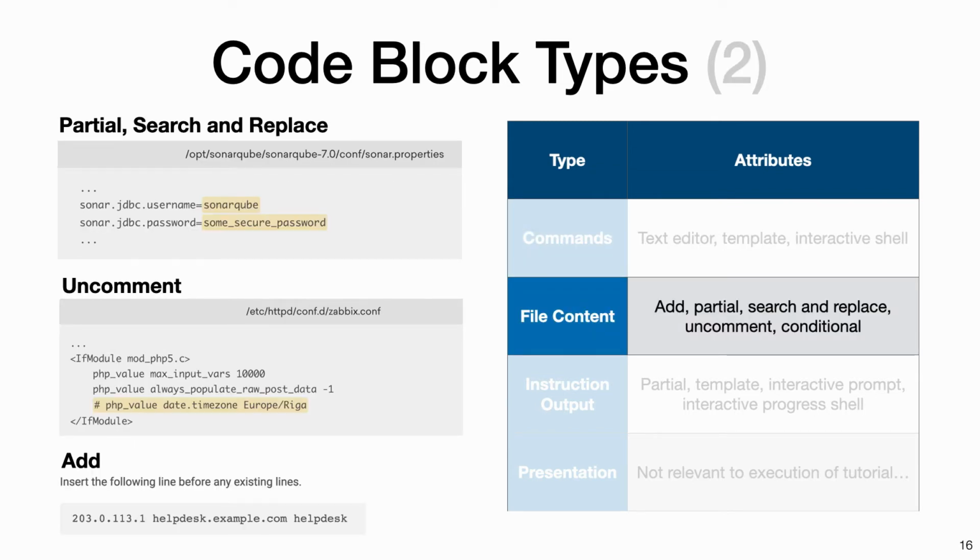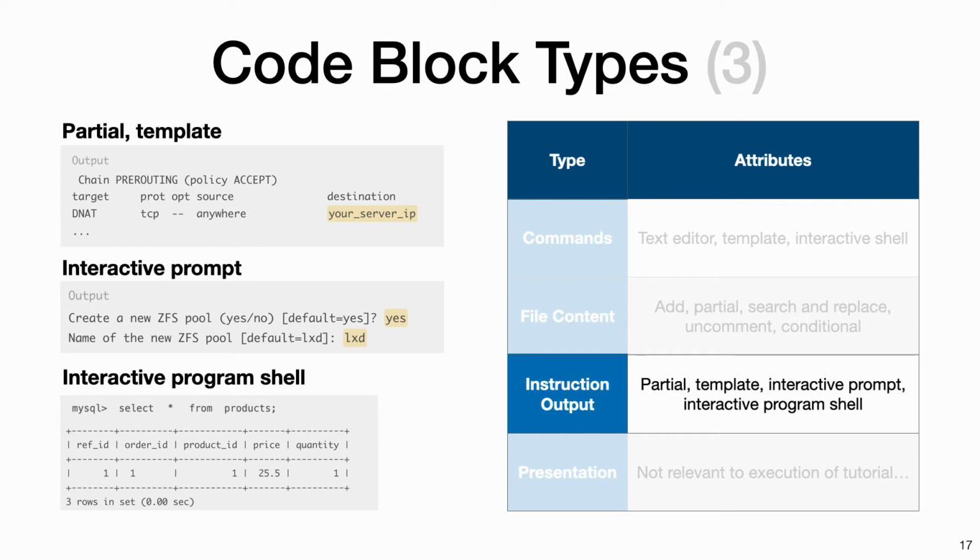File content, which might be shown partially, or it might instruct the reader to update some parts of the file based on some template values. It might instruct the reader to uncomment specific lines in the file, or it might instruct the reader to add some lines in specific locations of an existing file.